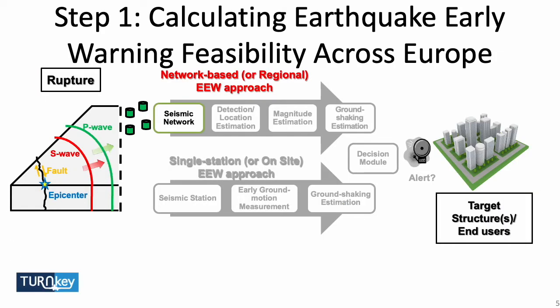So let's move on then to the first part of our research, which looked at investigating the potential effectiveness or feasibility of earthquake early warning in Europe. Now, for this particular study, we focused on the first step involved in an earthquake early warning system, which is detecting the incoming P waves using seismic sensors.